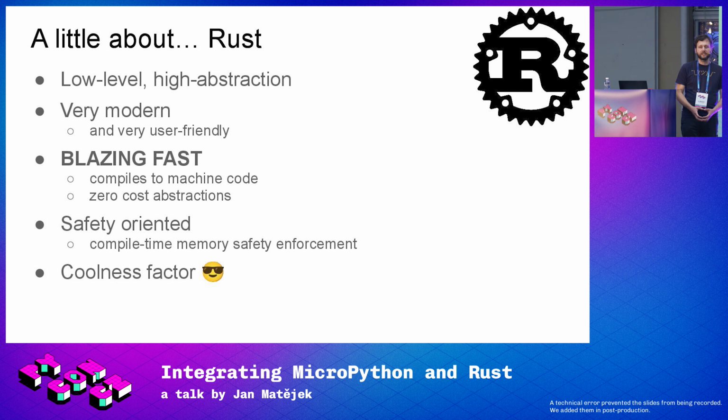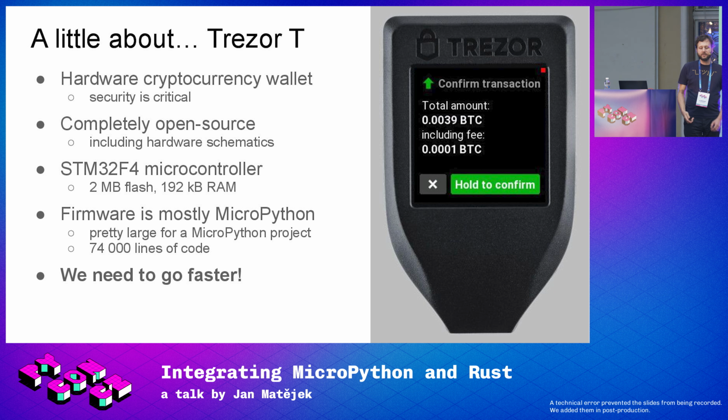Something about Trezor T. It's a hardware cryptocurrency wallet. Looks like this. No, I will not be passing it around. And of course, the security of this thing is critical. We really don't want to make buffer overflows in firmware for this, because then someone could steal your bitcoins. Nice thing about it and about our whole company is that it's completely open source, including the hardware schematics. So you can go to the store, buy an STM32, buy a display, solder it all together, load our firmware, and you got yourself a Trezor.